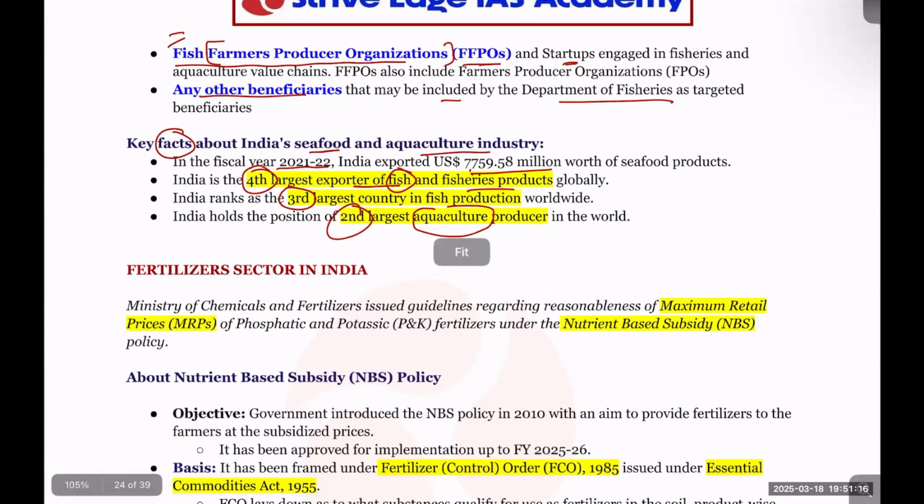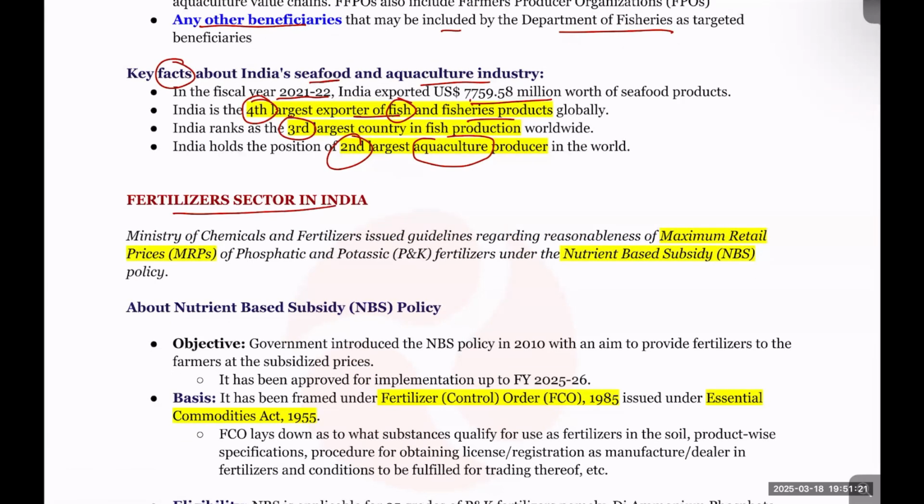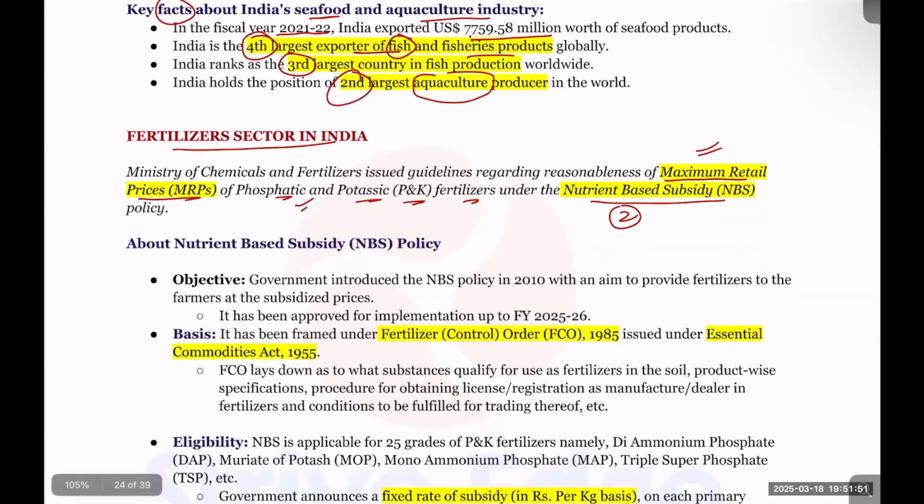Now, next one is the fertilizer sector in India. So, the Ministry of Fertilizers and Chemicals has issued guidelines regarding the reasonableness of the maximum retail price (MRP) of phosphatic as well as potassic, P and K, fertilizers under the nutrient-based subsidy scheme. Okay, so you should remember there are two things here: the maximum retail price for phosphatic and potassic fertilizer, and the other thing that is of most importance is the nutrient-based subsidy scheme. So these are both things that we have to talk about.